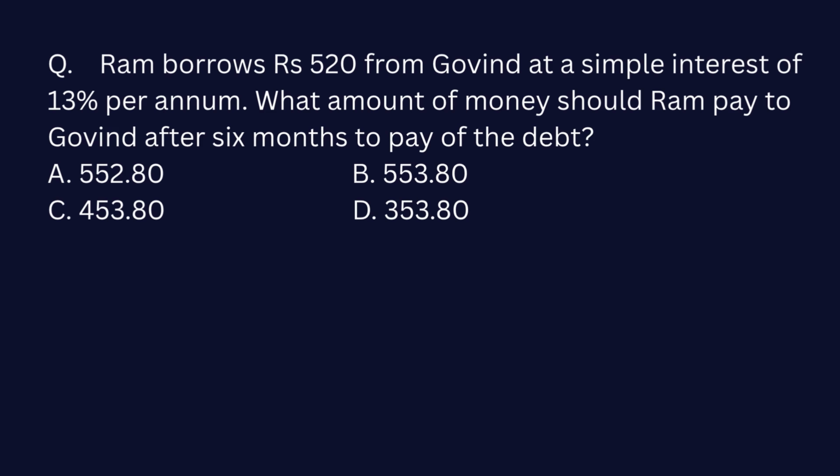Ram borrowed 520 rupees from Govind at a simple interest of 13% per annum. So what is the total amount of money that Ram should pay to Govind after 6 months to pay the total debt? Is it option A, option B, option C, or option D?